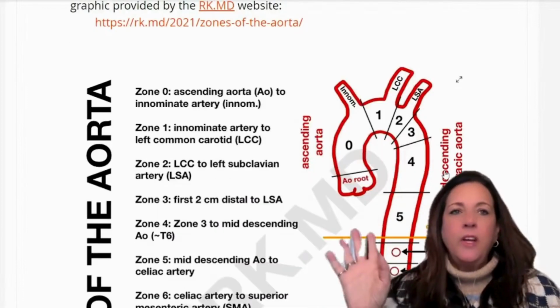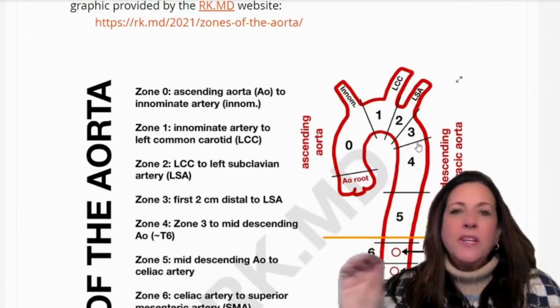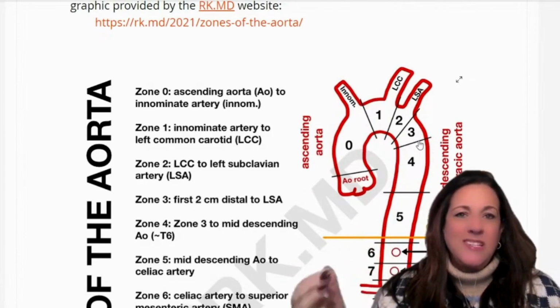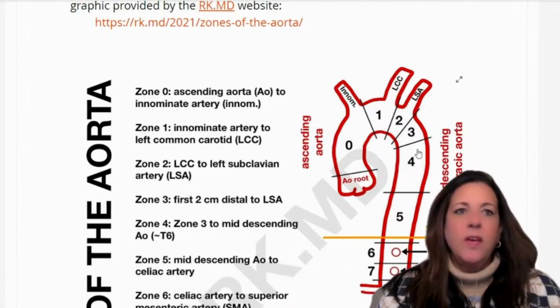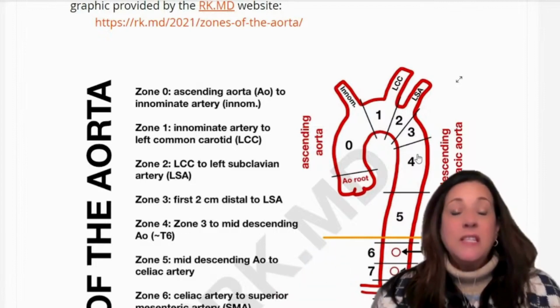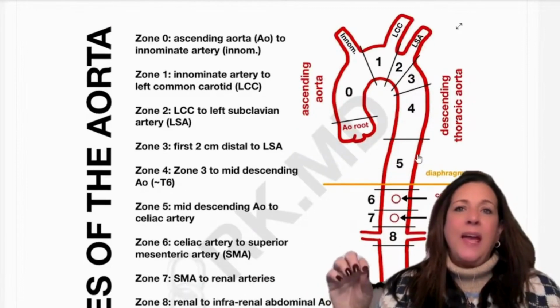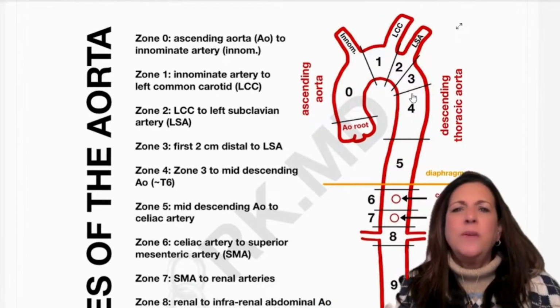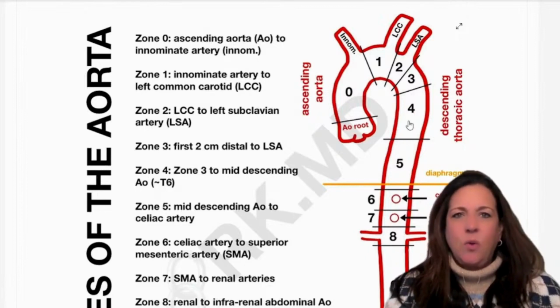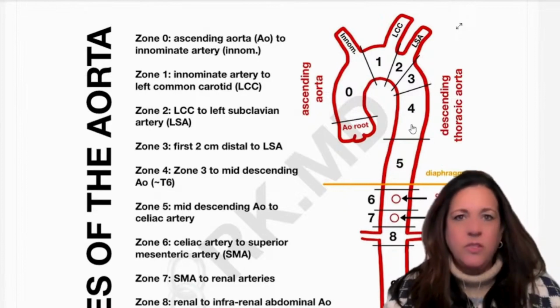All right, moving on to 3. Zone 3 is the first 2 centimeters distal to the left subclavian artery. That's all that is, just 2 centimeters worth. Zone 4 is truly in the descending artery right now. And zone 4 is actually zone 3 to the mid descending aorta. I'm not sure what T6 means. I don't understand that part.